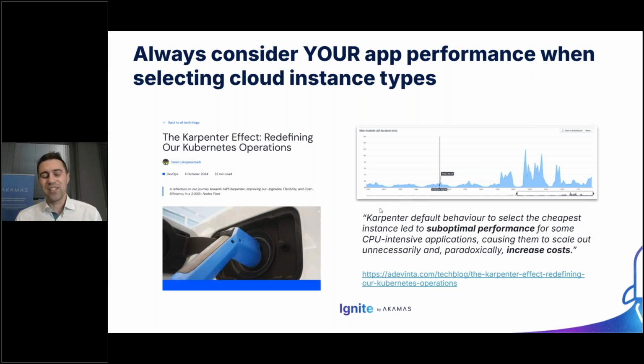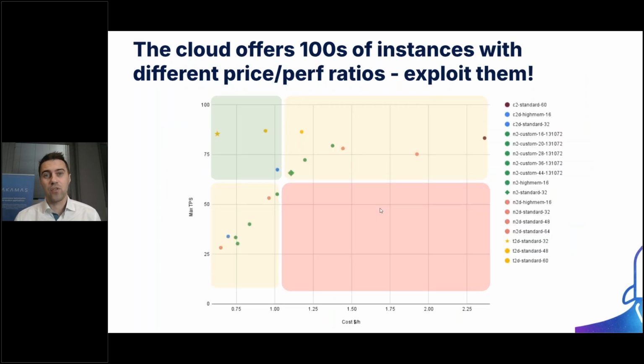We have a deep experience in selecting the best instances for running a Kubernetes workload. This is a real use case example. This is a set of possible cloud instances for Google, for example. You see many different instances. On the y-axis, you can see the performance of the instance, and on the x-axis, you can see the cost of those instances.